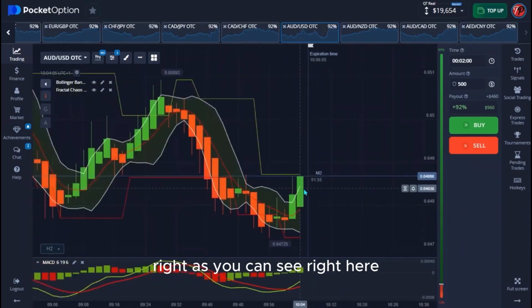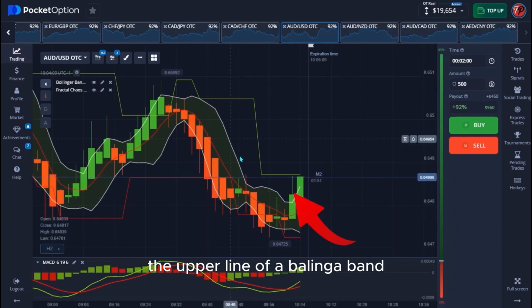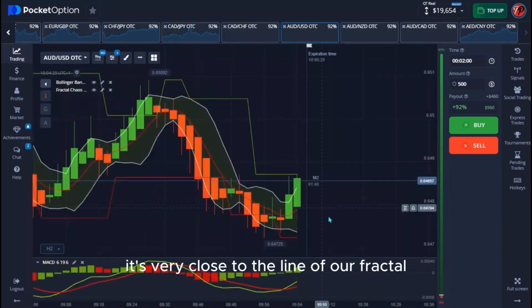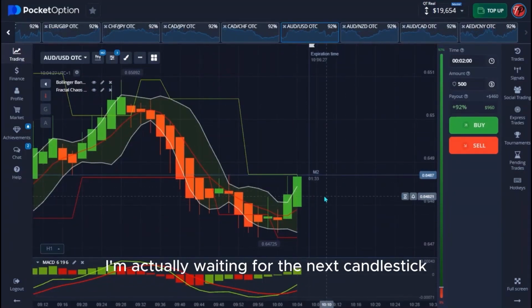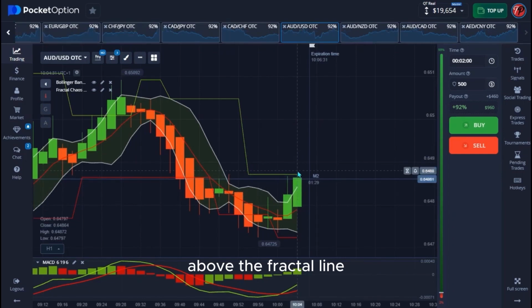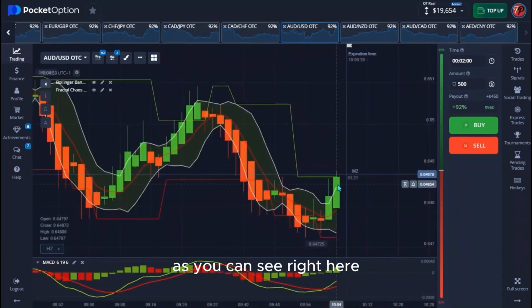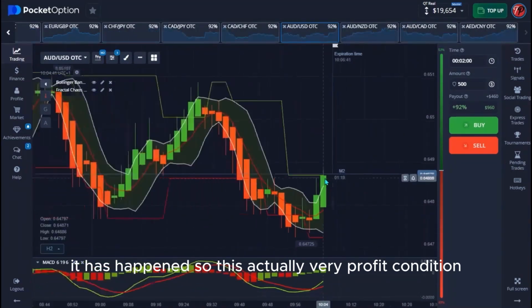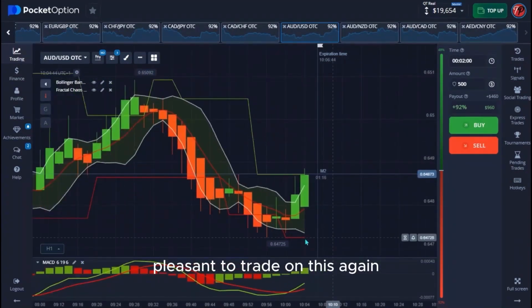All right, as you can see right here, this candlestick has actually bridged above the upper line of our Bollinger Band, and you can see it's very close to the line of our fractal. So this is actually a perfect moment. I'm actually waiting for the next candlestick, or when I see that this particular candlestick bridges above the fractal line, I'm going to come back and enter the trade. All right, as you can see right here, it has happened. So this is actually a very perfect condition to trade on again.